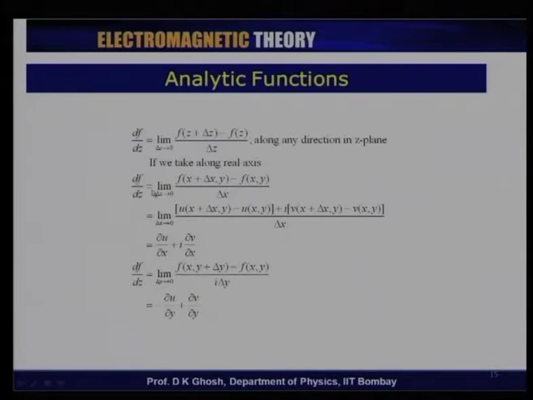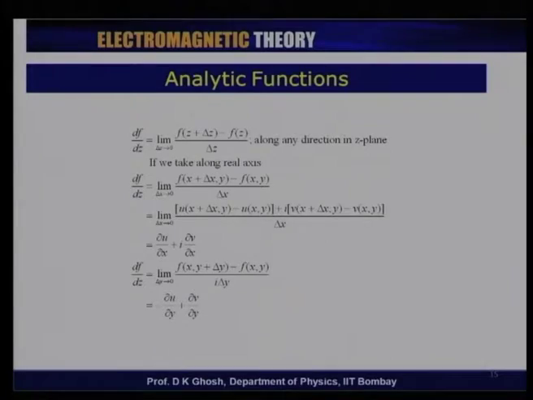So, I have got df by dz. Now, suppose I take this delta z going to 0 along the x axis, that is delta z is the same as delta x. So, I can write down f of x plus delta x, y minus f of x, y, divided by delta x, and since f is u plus I v, I will write this as u of x plus delta x, y plus I times v of x plus delta x, y and like this. Now, if you split it up into two parts, you get df by dz is du by dx plus I times dv by dx.